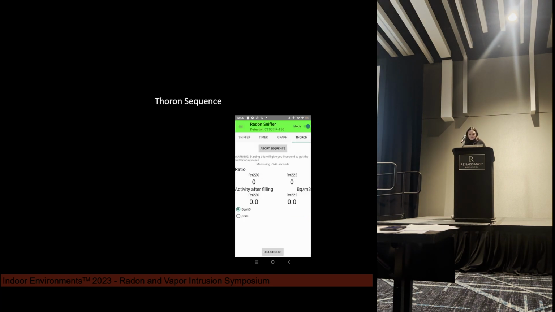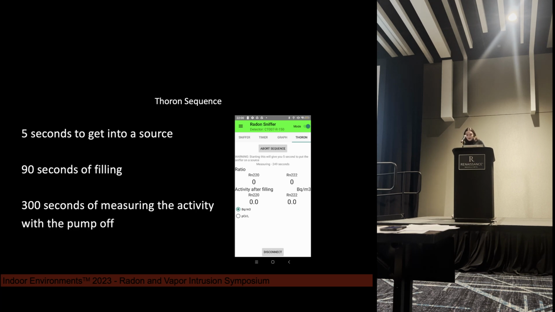So to measure thoron, or radon-220, we can follow this measurement sequence. Allow 5 seconds for the probe to get into a source, fill the cell for 90 seconds, and stop the pump and allow 300 seconds of filling. The simple explanation is that if the activity increases, we had mainly radon-222, and if it decreases, we had mainly radon-220. Using math, someone could figure out the ratio of radon-220 to radon-222 by analyzing how much of the count rate is increasing or decreasing. But this feature is already provided in the algorithm using the Radon Sniffer app, preventing the need to do the math ourselves.